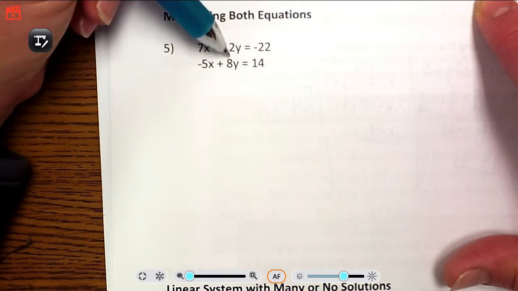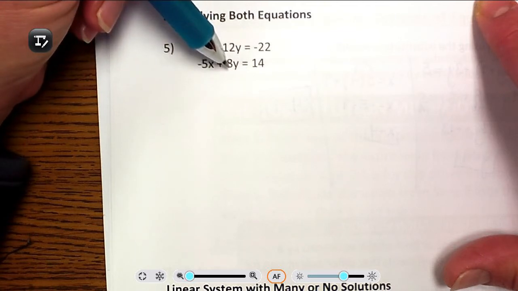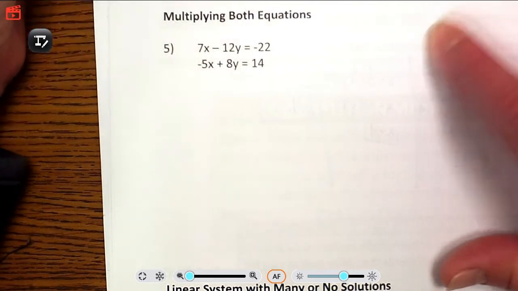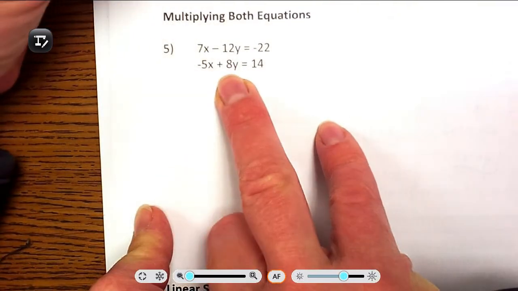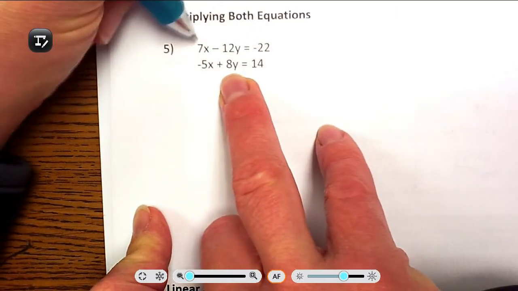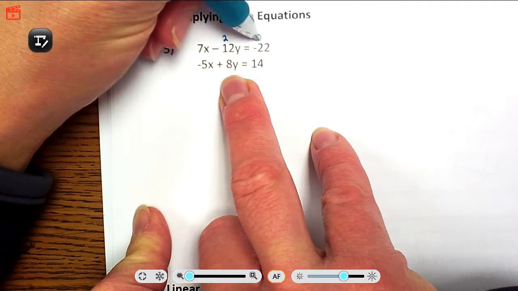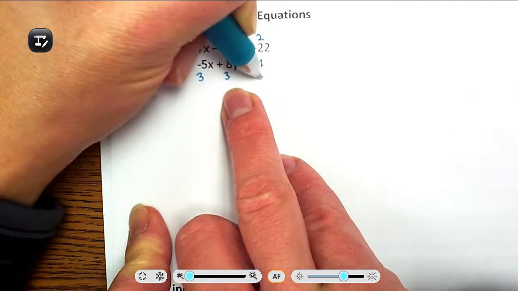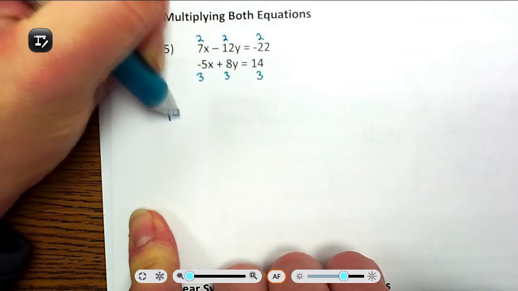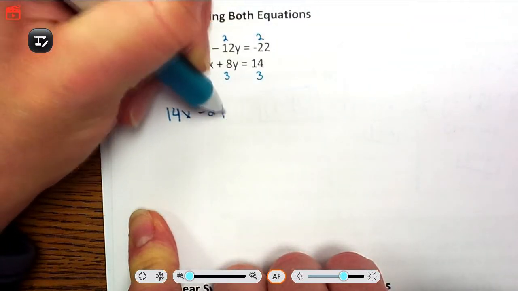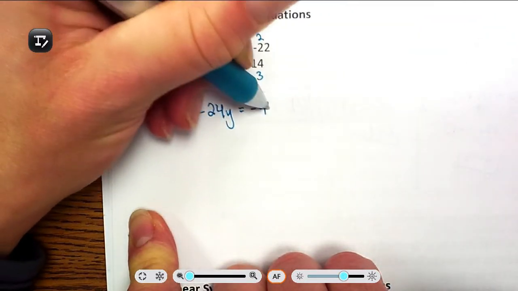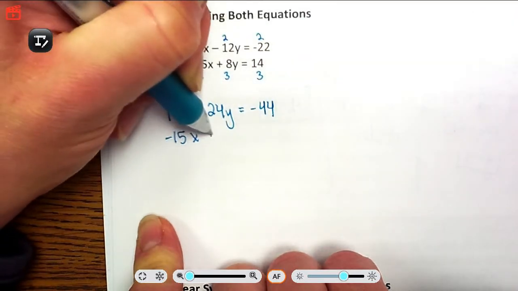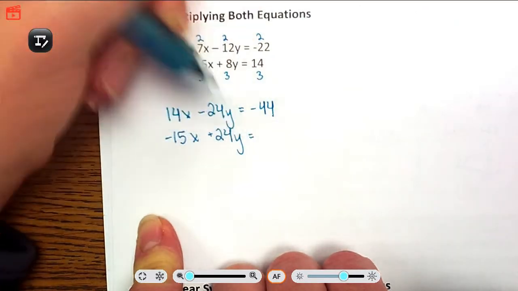12 and 8, they would both need to be multiplied to get 24. I kind of like the 24 route myself, so I'm going to go that route. 12 times 2 gets me 24. 8 times 3 gets me 24. So that's 14x minus 24y equals negative 44, and negative 15x plus 24y equals 42.